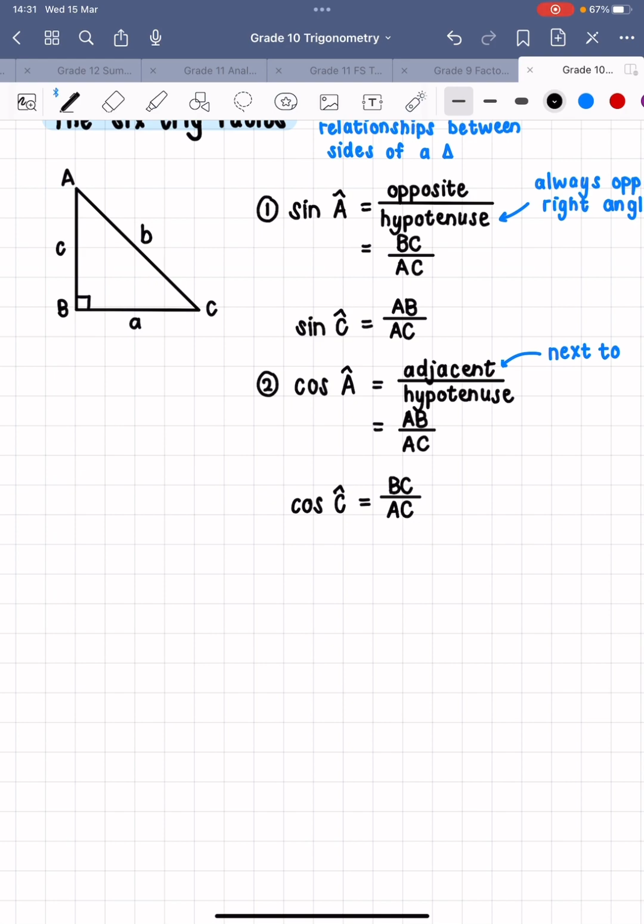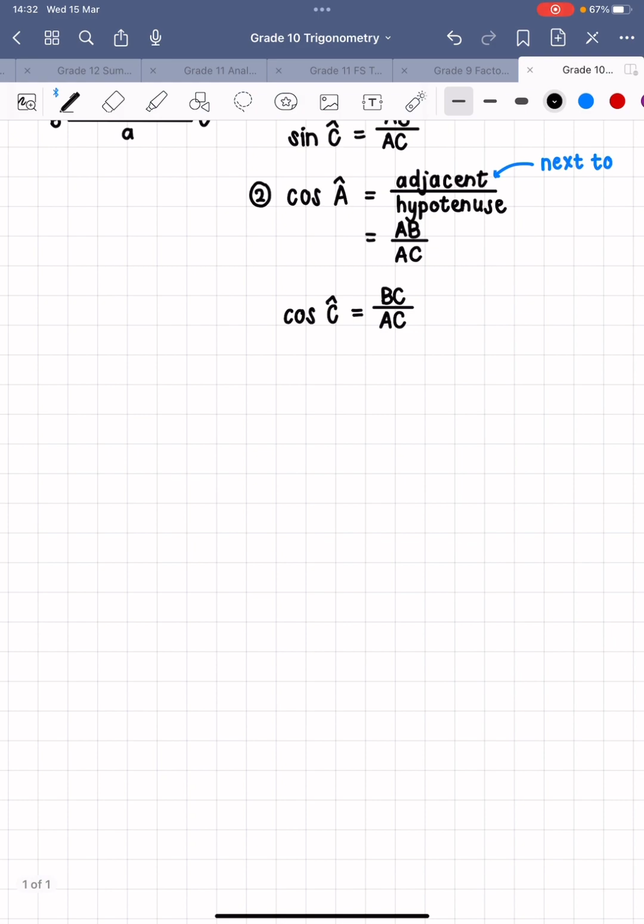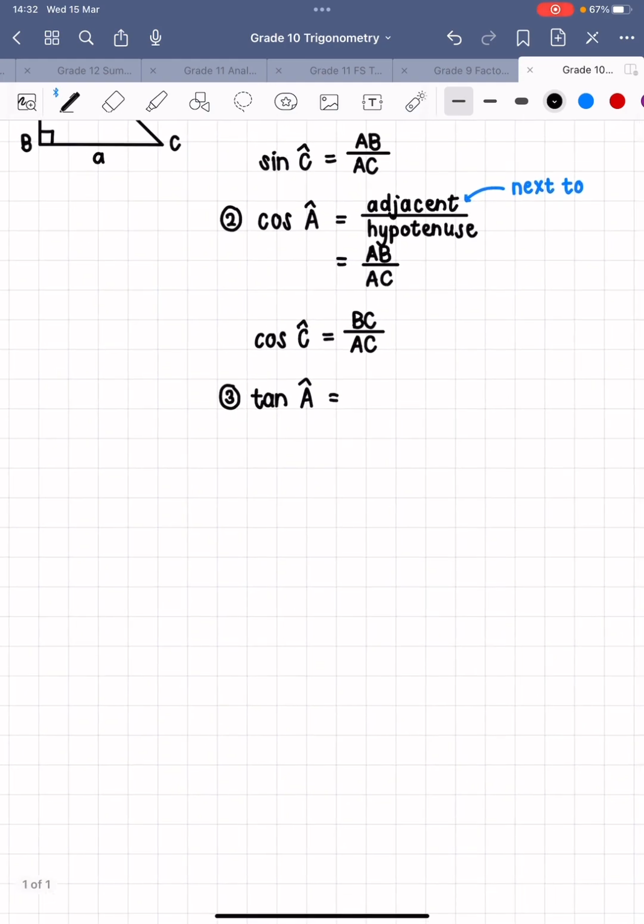So sine is opposite over hypotenuse. Cos is adjacent over hypotenuse. Okay, the third one is tan. Number 3, tan. Now guys, tan is a little bit different from the other two. The other two are both over the hypotenuse. Tan is the only one that doesn't use the hypotenuse at all. So tan is opposite over adjacent.